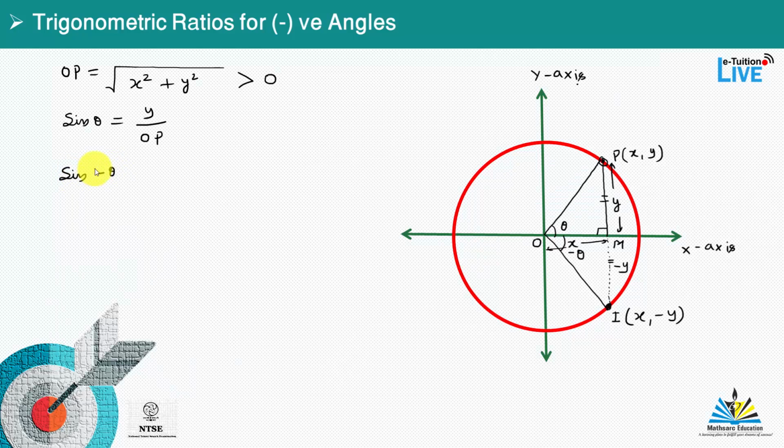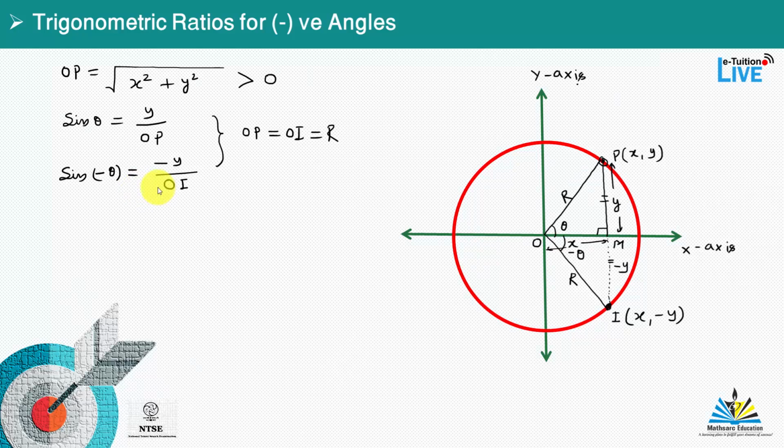In the same way, if we consider the triangle OMI, sine of minus theta is the perpendicular, that is minus y, upon OI. And from here you can see that OP is equal to OI, which is equal to the radius of the circle.